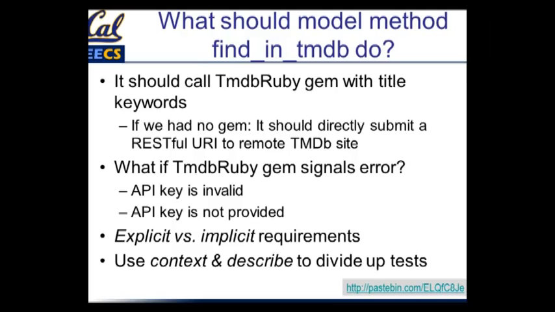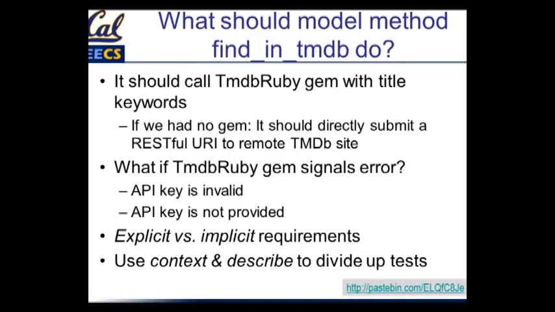And what if the TMDB Ruby gem signals that something went wrong? Maybe the API key that you passed is an invalid key that doesn't correspond to anybody, or you failed to provide one. And this is the first example I think we've seen of explicit versus implicit requirements. The explicit requirement on this model method is, well, it's got to call TMDB, right? Can't get around that. But the implicit requirement is, wait a minute, the docs for TMDB say that you have to pass a valid API key.